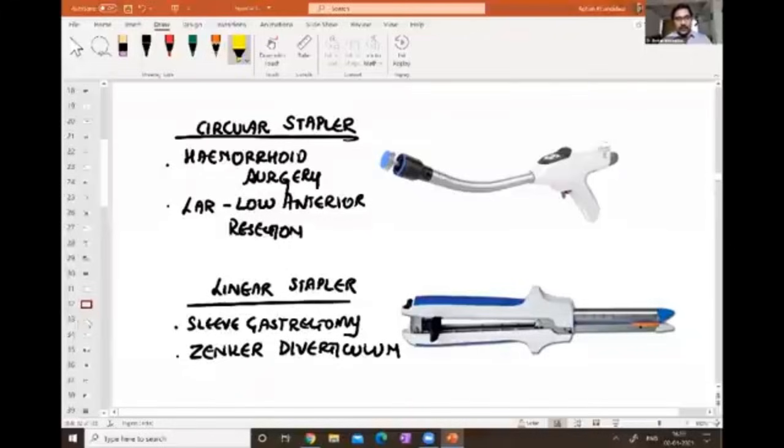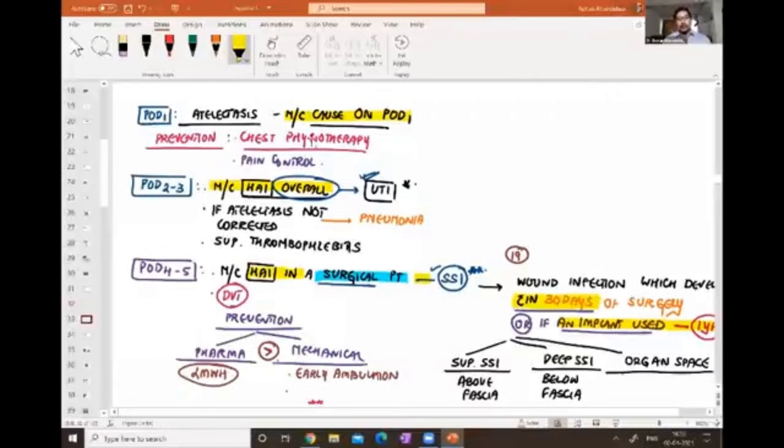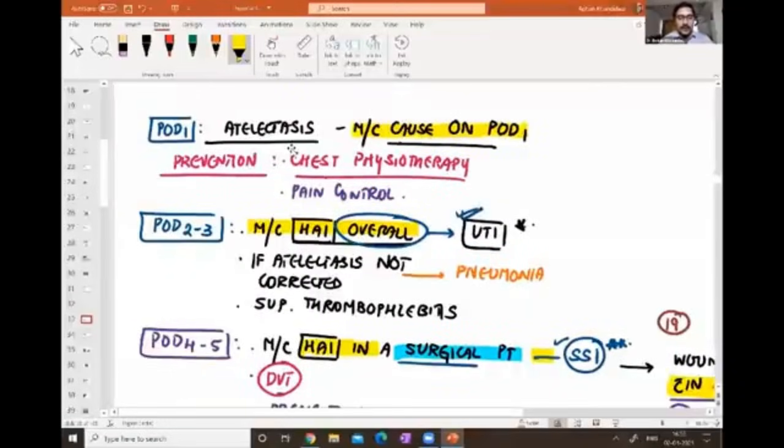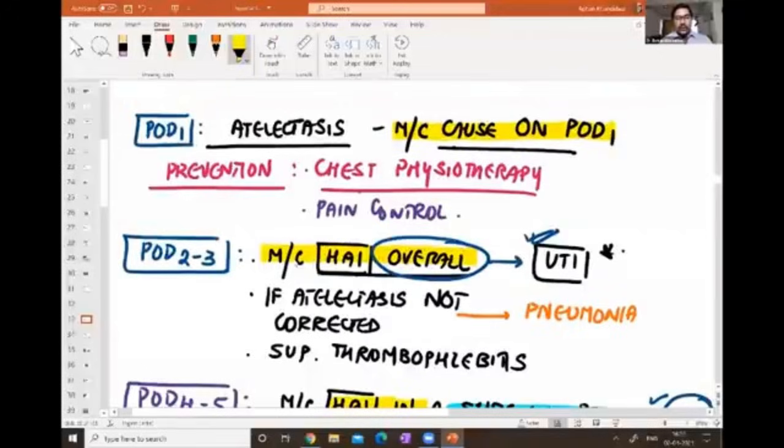Again, very important, staplers. Now, the causes of postoperative fever in FMG, you can get clinical scenarios from this. On the first postoperative day, the most common cause is atelectasis. Atelectasis is collapse of the alveoli. And to correct the collapse of the alveoli, we use an incentive spirometer. This image was asked in your exam.